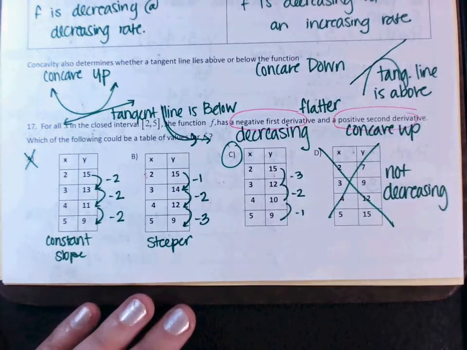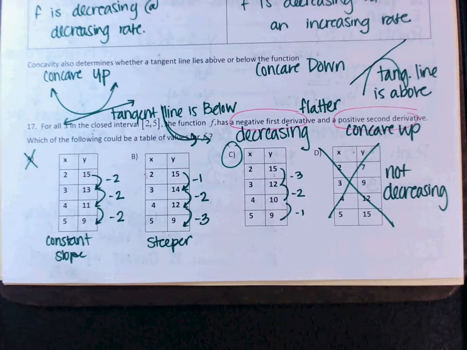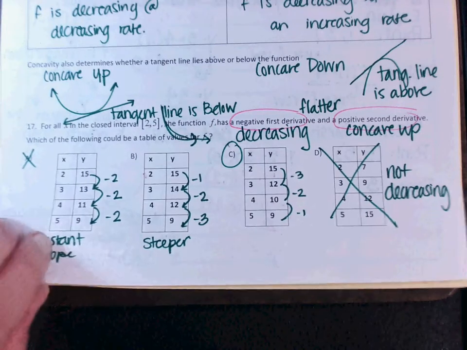Okay? So almost always when they ask you a tangent line question, they're going to put those 3 parts. Write the equation, plug in a random number, then say if it's above or below. So you'll be using concavity to know if it's above or below. Okay?